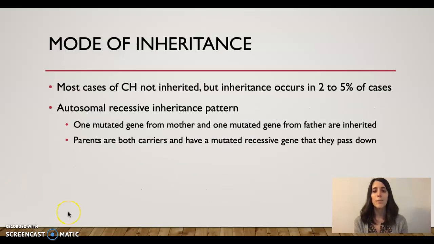Okay. Mode of inheritance. So most cases of CH are not inherited, but inheritance occurs in 2 to 5% of cases. And it does carry an autosomal recessive inheritance pattern, which means that both of the parents either have to be affected with the disorder or they have to be carriers of the disorder. So a child will get a mutated gene from the mother and a mutated gene from the father that they pass down to the child.